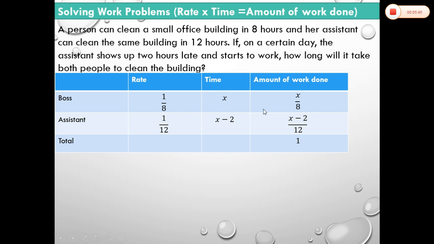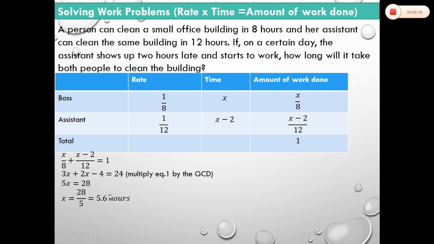The amount of work done: multiplying 1/8 and x, we get x over 8, and 1/12 times x minus 2 is x minus 2 all over 12. The equation: x over 8 plus x minus 2 all over 12 is equal to 1. Getting the LCD and multiplying the whole equation by it, you will have 3x plus 2x minus 4 is equal to 24. Then 5x is equal to 28. x is equal to 5.6 hours.